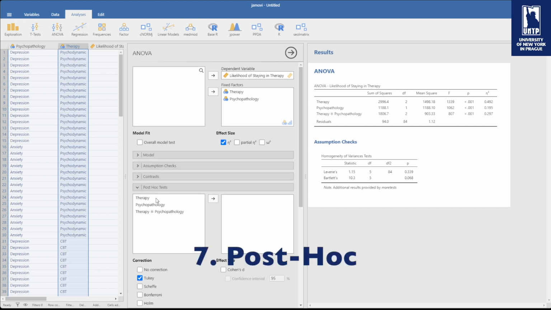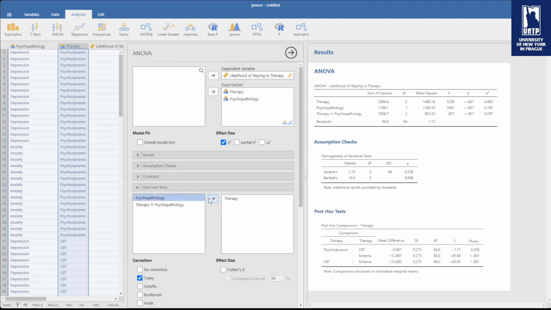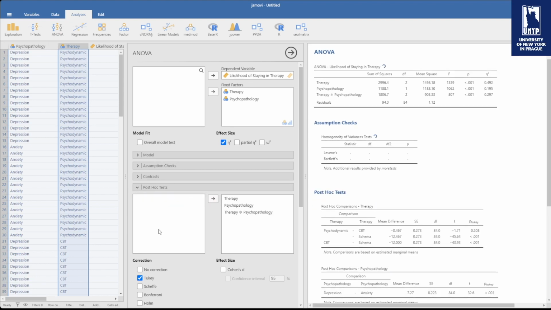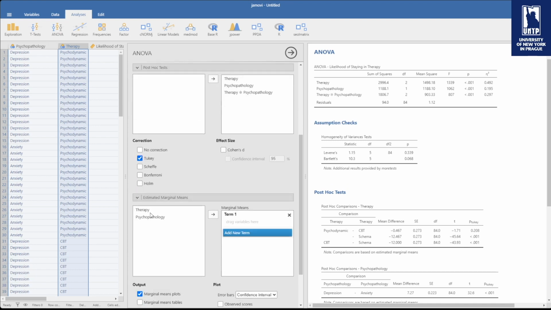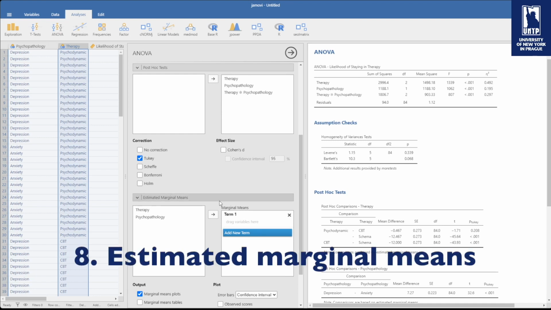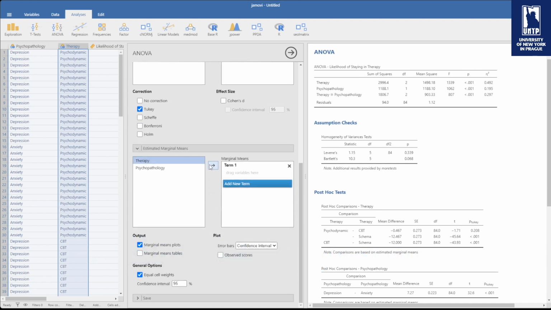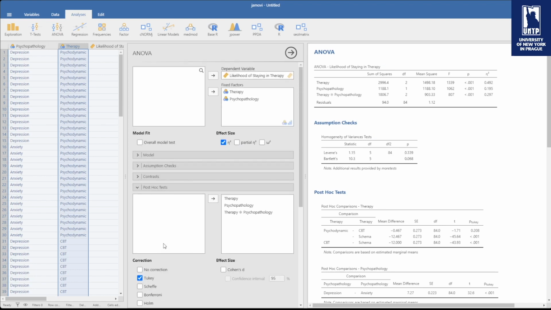Then we have post-hoc tests. You don't have only the post-hoc of therapy, you don't have only psychopathology, but you also have the combination of them. I would choose Tukey for the purpose of these videos, in as much as I imagine that the majority of instructors would prefer you to use Tukey, but remember that Bonferroni is also an option. And for estimated marginal means, we have term 1, which is just therapy, term 2, which would be psychopathology, and term 3, which would be psychopathology and therapy together. And we want tables as usual, because they're easier to read, let's be honest.